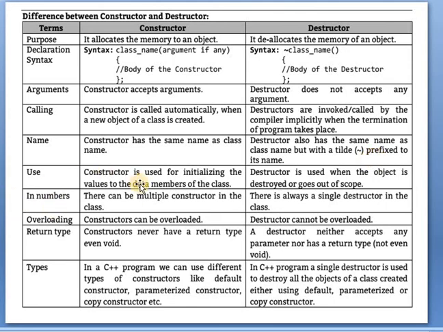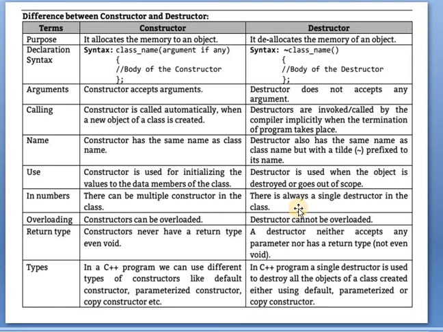Now use of the constructor. The constructor is used for initializing the values of the data members of the class. The destructor is used when the object is destroyed or goes out of scope. In numbers, there can be multiple constructors in a class, but there is always a single destructor in the class. This is also a main difference. We can write multiple constructors for the same class, but we cannot write multiple destructors. We have to write a single destructor for the class. Now overloading is possible in the constructor but not in the destructor. Why? Because the destructor does not accept any argument.